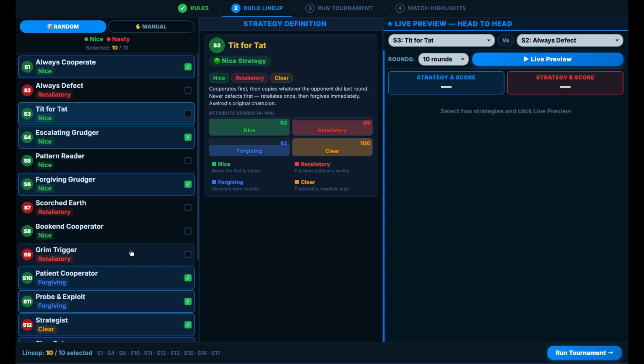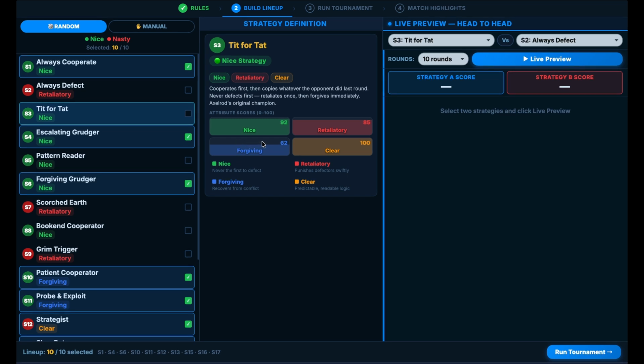Every strategy is broadly classified as either nice or nasty. Nice strategies tend to cooperate first and only retaliate when necessary, while nasty strategies are generally more inclined to defect. Each strategy is also rated on 4 key characteristics: how nice it is, how readily it retaliates, how forgiving it is after being betrayed, and how easy its behavior is to understand.